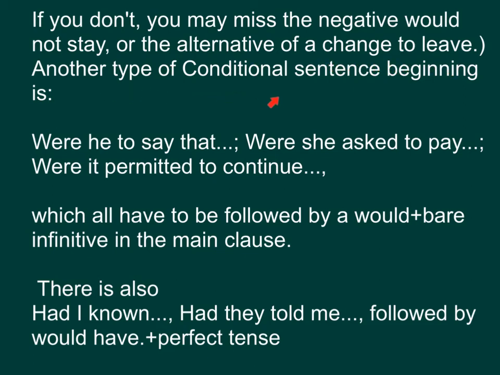Another type of conditional sentence beginning is: were he to say that, were she asked to break, were it permitted to continue, which all have to be followed up by would plus a bare infinitive in the main clause. There is also had I known, had they told me, followed up by would have plus a perfect tense.